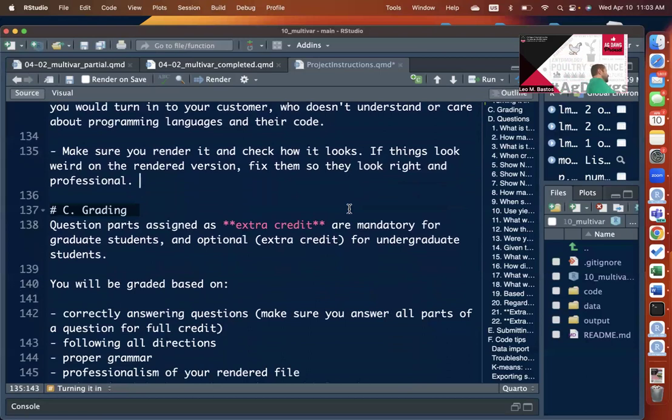And when you render, make sure that you check how it looks, right? Because sometimes it may look weird. And if it looks weird, I want you to fix that before you send it to me. Again, you're going to be graded on that.